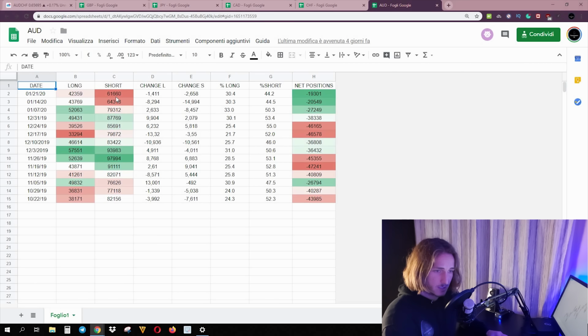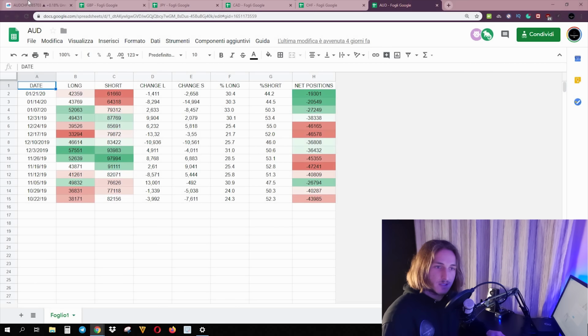And if you look at the shorts, that is where the interesting part comes into play, because look at what we have with the shorts. The lowest value since a long time. We were at 97K shorts and they went down all the way to 61K shorts. They're basically closing up a massive amount of shorts. Look, minus 8K shorts, minus 14K shorts, minus 2K shorts. And in fact, the net positions are actually increasing, and we have the highest value since a long time, which is 19K net positions. Very high value lately, because we were all the way down at minus 47K net positions.